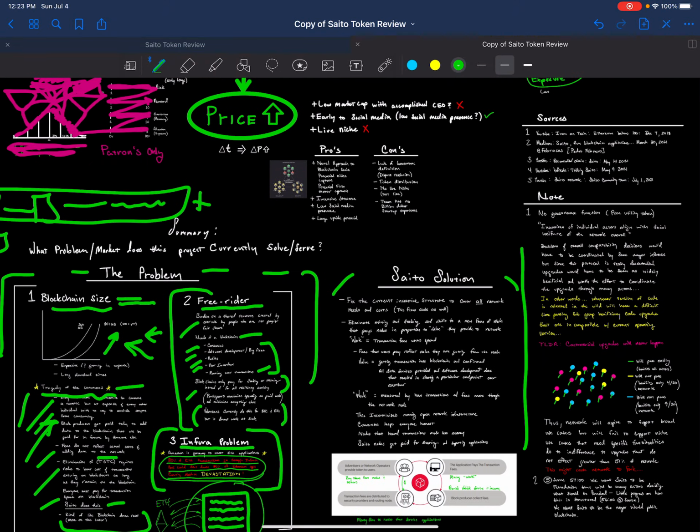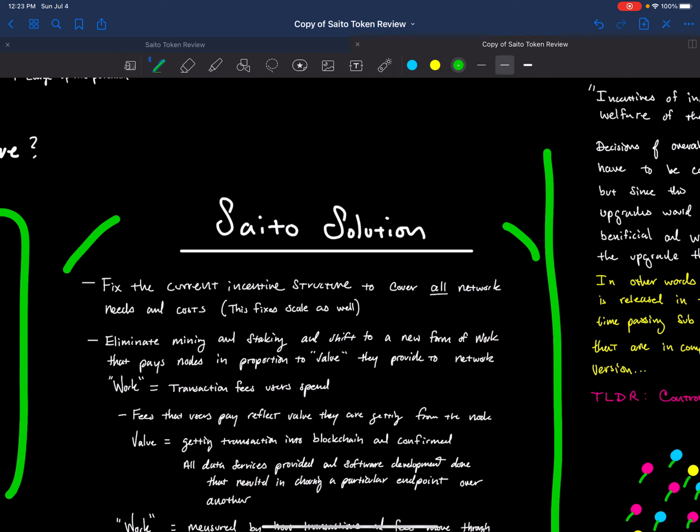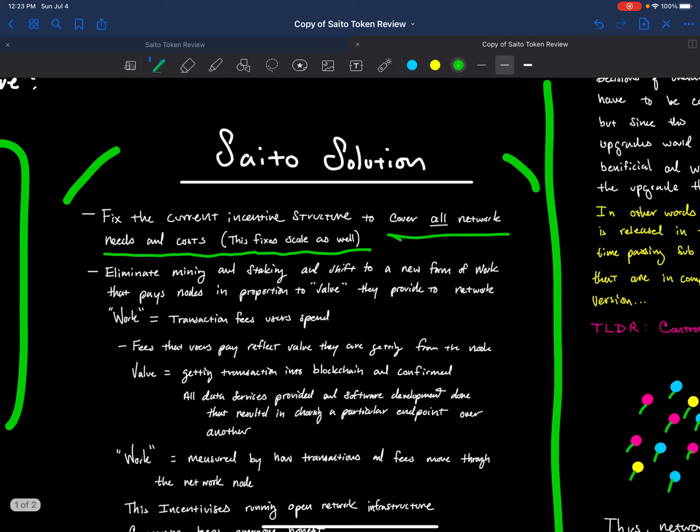Okay, so Saito's solution. How does Saito solve these traditional blockchain problems? The blockchain size, tragedy of the commons, free riders, and even Ethereum's Infura problem. They fix the current incentive structure to cover all the network costs needed to create a cost associated with memory on the blockchain. So they eliminate mining and staking and shift to a new form of work that pays nodes in proportion to the value they provide to the network.